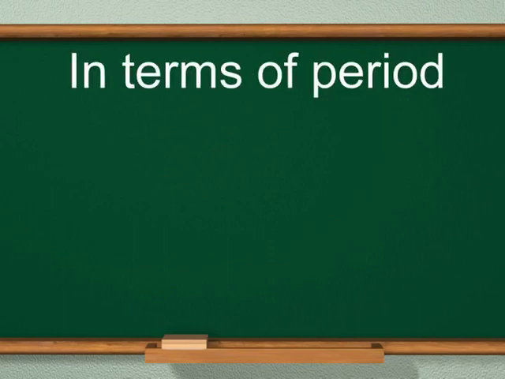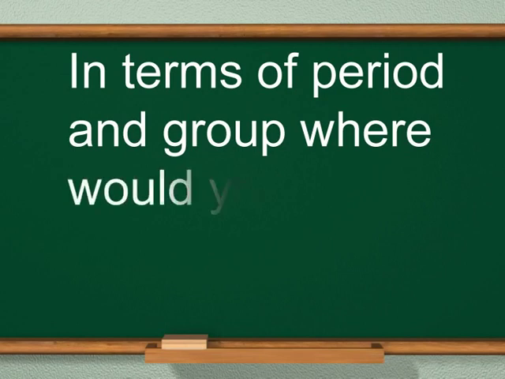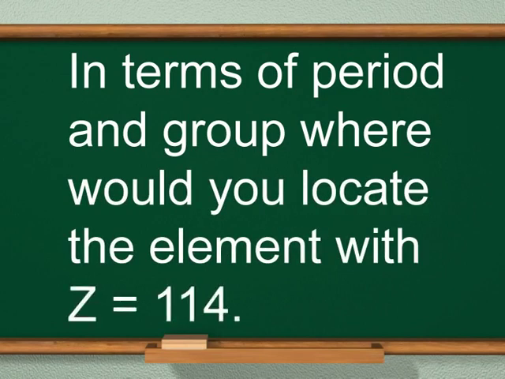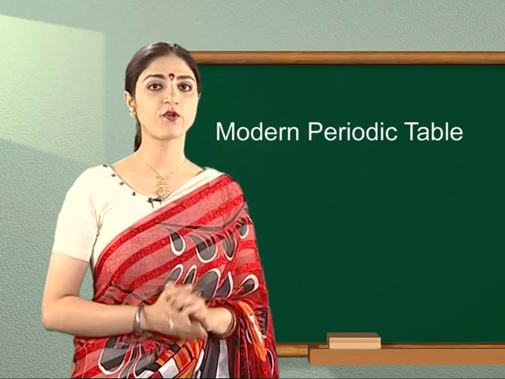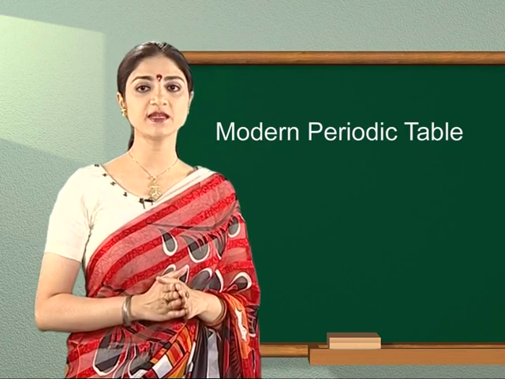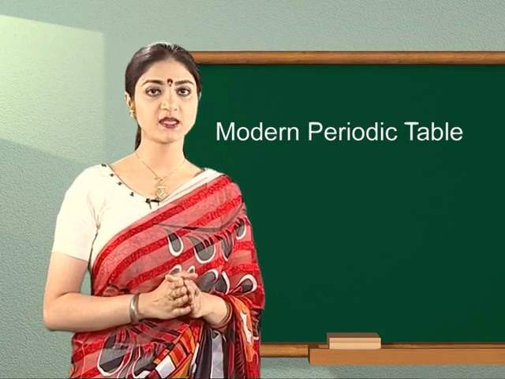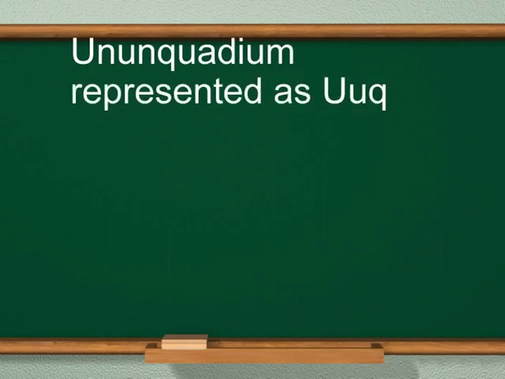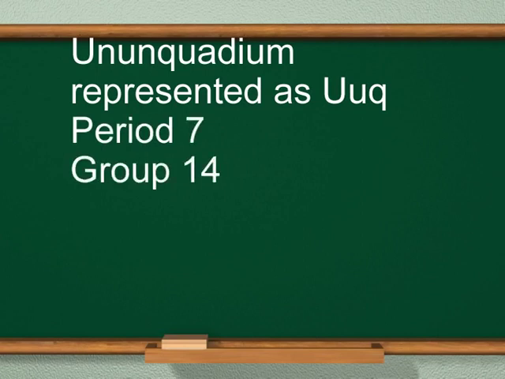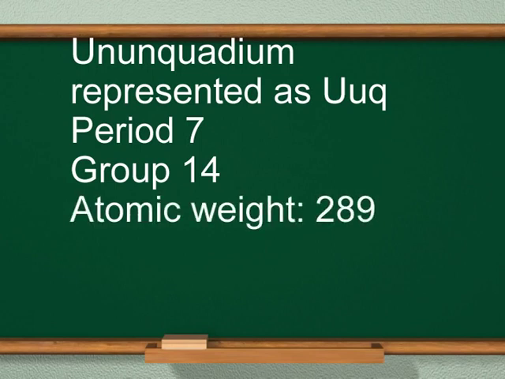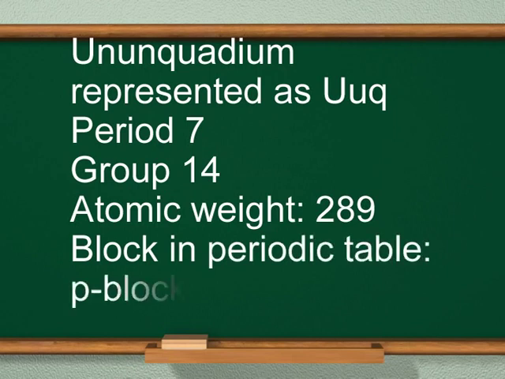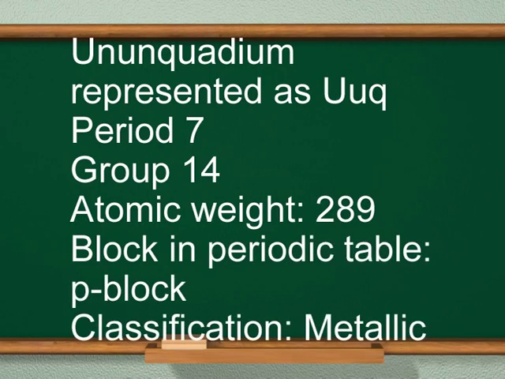Question: in terms of period and group, where would you locate the element with Z equal to 114? And the answer is, children, from the periodic table we find that element 114, that is ununquadium, represented as Uuq, belongs to period 7 and group 14 of the periodic table. Atomic weight 289, block in periodic table p block, classification metallic.